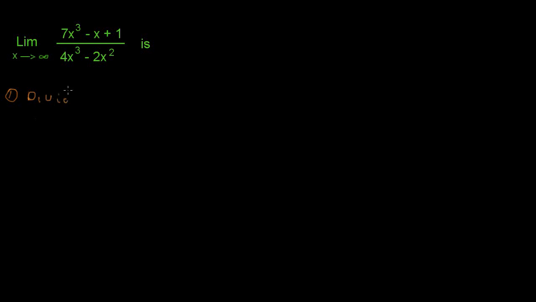The first step in this type of limit problem, where you have a rational expression, a fraction, and you have the limit approaching infinity, either positive infinity or negative infinity, is to divide by the highest power of x in the fraction. So we want to divide by the highest power of x in the fraction.